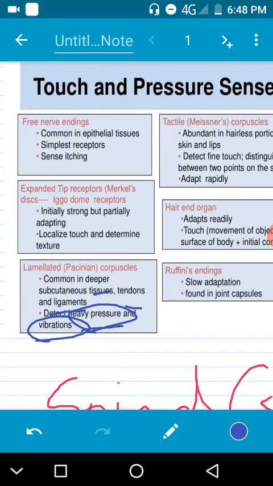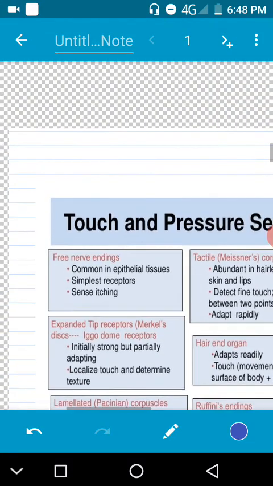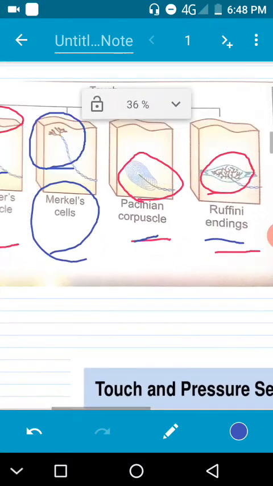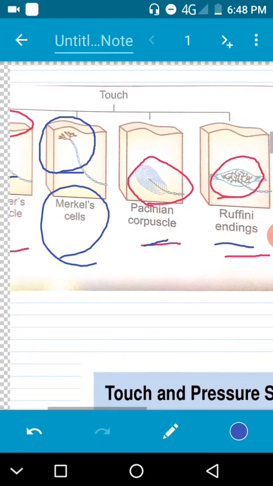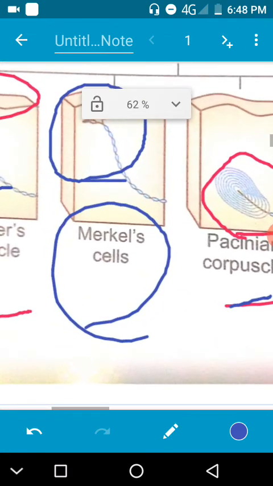Up next are the expanded tip receptors, or ectoderm receptors. Why is it called the ectoderm receptor? The Merkel discs, or expanded Merkel discs, resemble the ectoderm receptor. I can't actually show this.